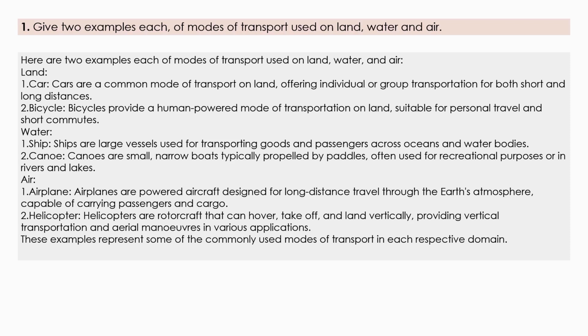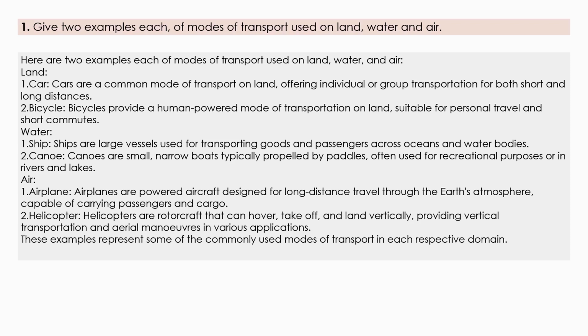Water. Ships are large vessels used for transporting goods and passengers across oceans and water bodies. Then canoe. Canoes are small, narrow boats typically propelled by paddles, often used for recreational purposes or in rivers and lakes. The third one is air.